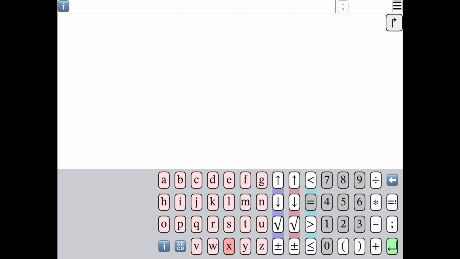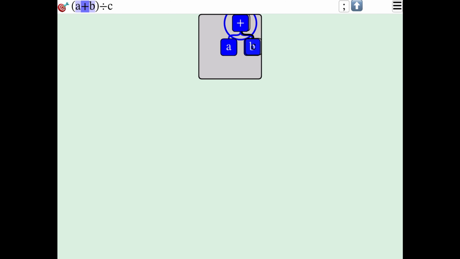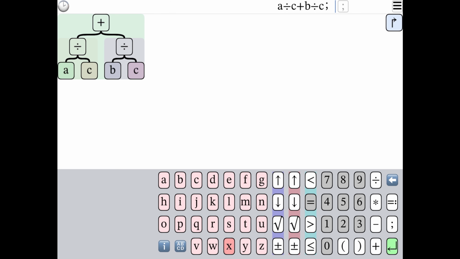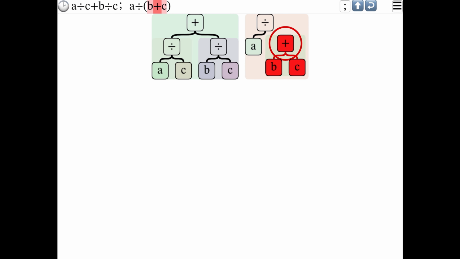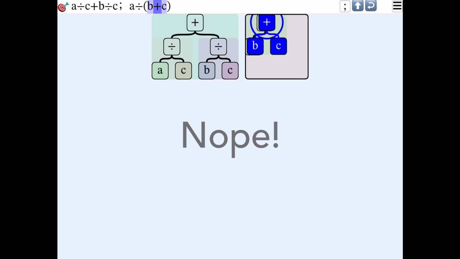What about division over addition or subtraction? Yes, that works, but only when the addition or subtraction is on the left like this, and not when the addition or subtraction is on the right like this. The second form doesn't work in DragginMath. You wouldn't want to try that on paper either.